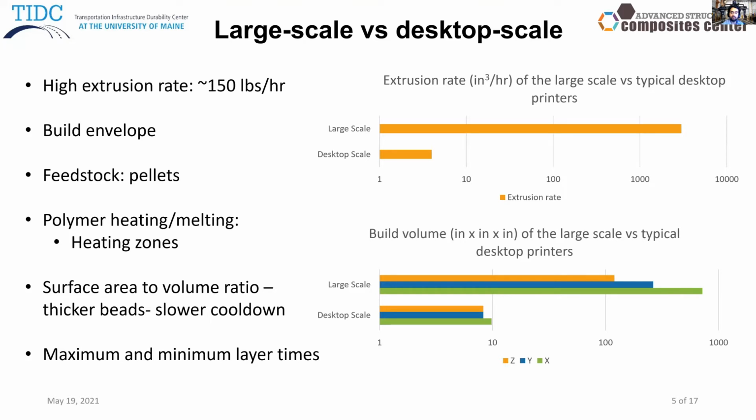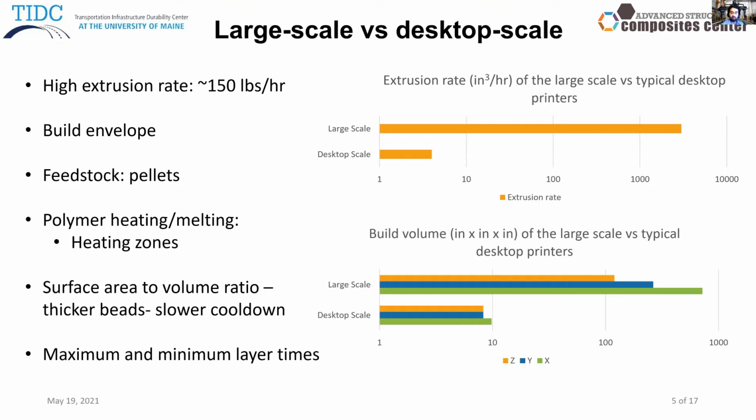It takes longer to heat up such large amount of polymer compared to small volumes involved in desktop scale 3D printing. The bead heights are much thicker, typically ½ inch wide and 0.2 inches high, compared to desktop scale where the largest beads are 0.8 millimeter wide and 0.4 millimeter high. The low surface area to volume ratio of the beads makes the beads retain heat much longer.